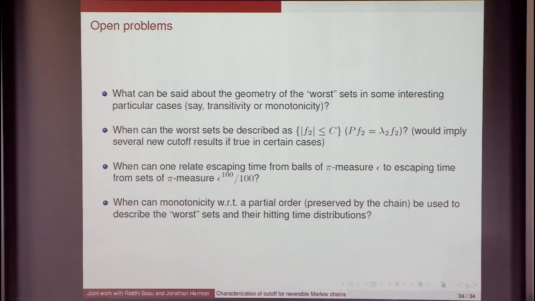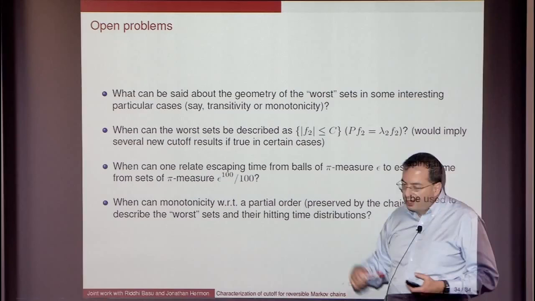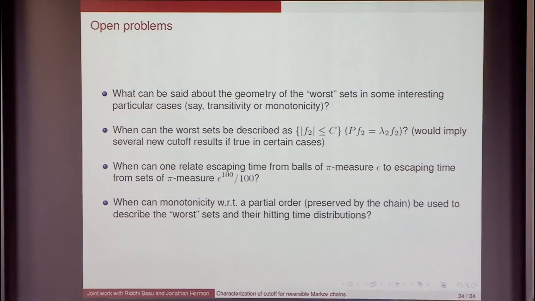It's not always true, but in many cases the hardest sets to escape are spectral, given by the second eigenfunction. Can you characterize when that is the case?